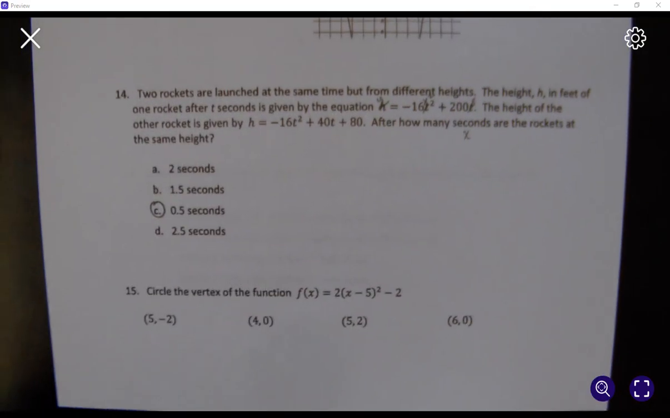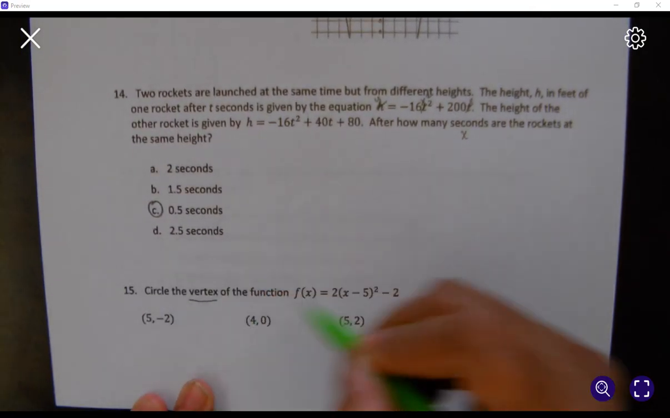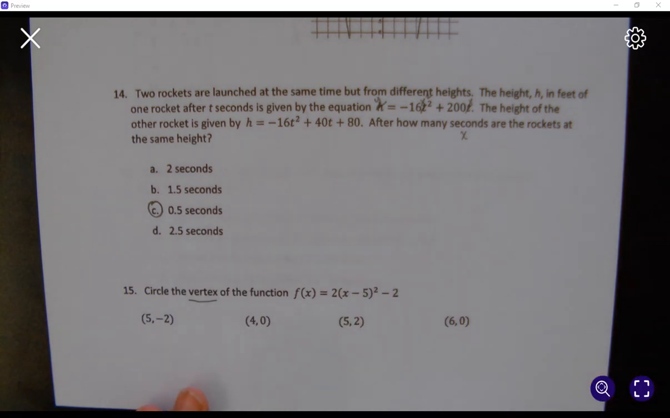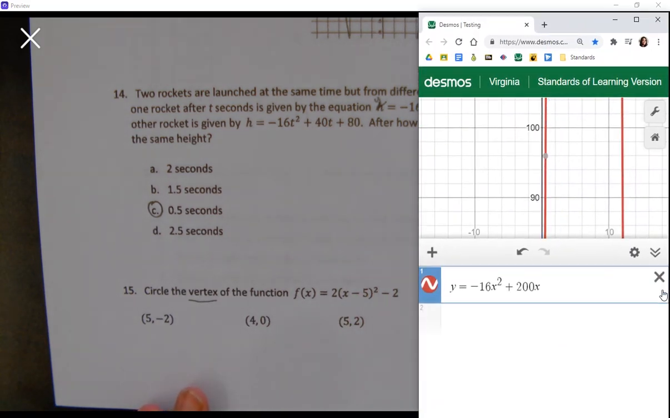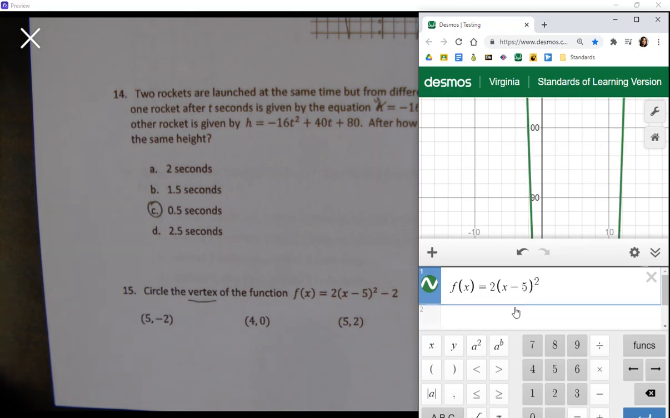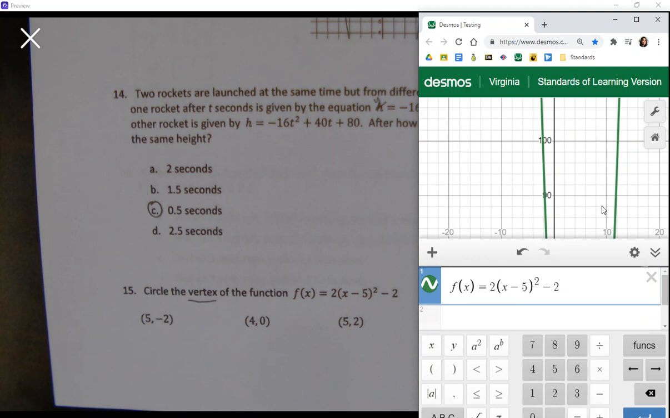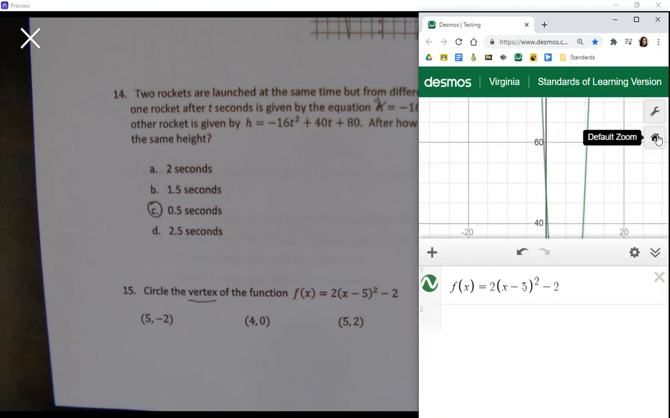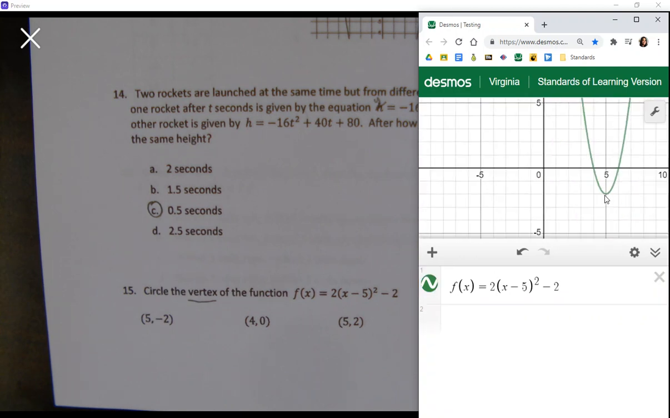And then problem number 5, it says, circle the vertex. So this is from our lesson 1, the vertex. So we can go ahead and find the vertex by graphing it. So I'm going to go ahead and graph my function f of x equals 2 times parentheses x minus 5 squared minus 2. And then we're going to zoom out. It's best to hit this one right here. And then this is my vertex, 5, negative 2.